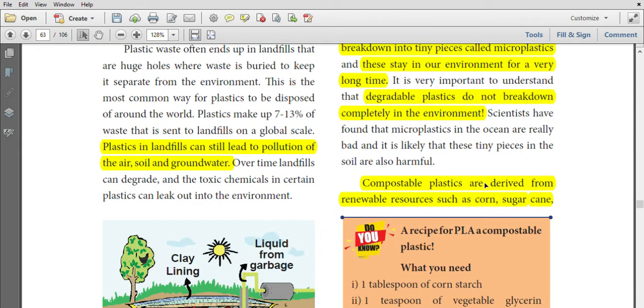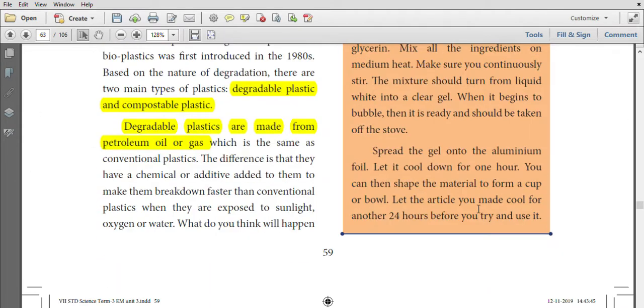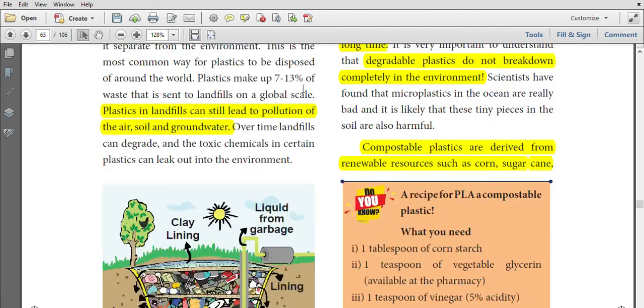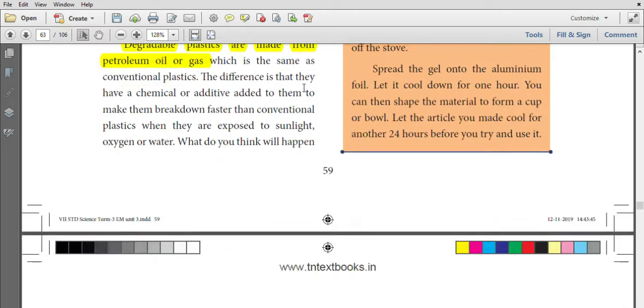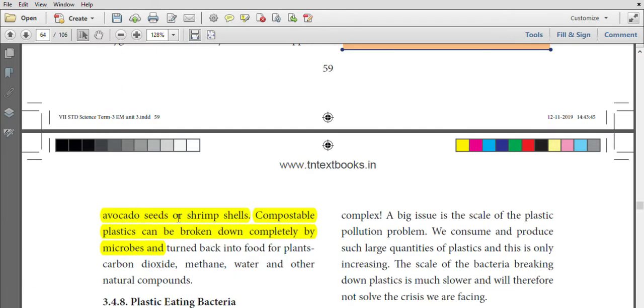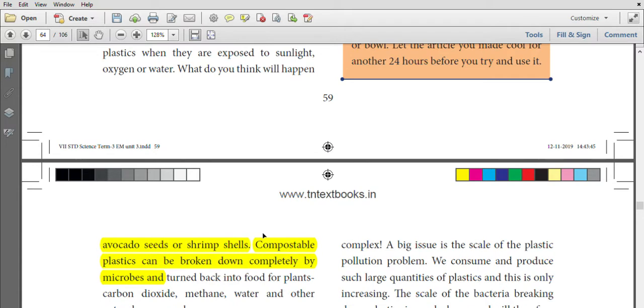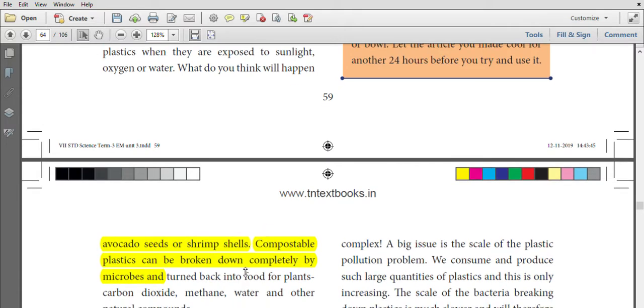Compostable plastics are derived from renewable sources such as corn, sugarcane, avocado seeds and shrimp shells. Compostable plastic can be broken down completely by microbes. An example of compostable plastic is polylactic acid. It is made from corn, sugarcane, avocado seed and shrimp shell.